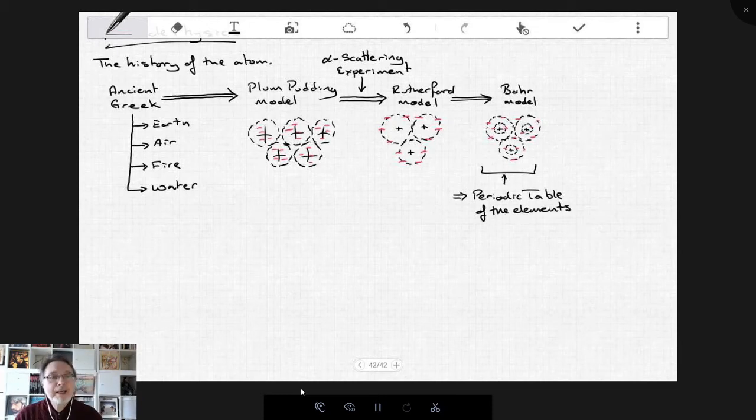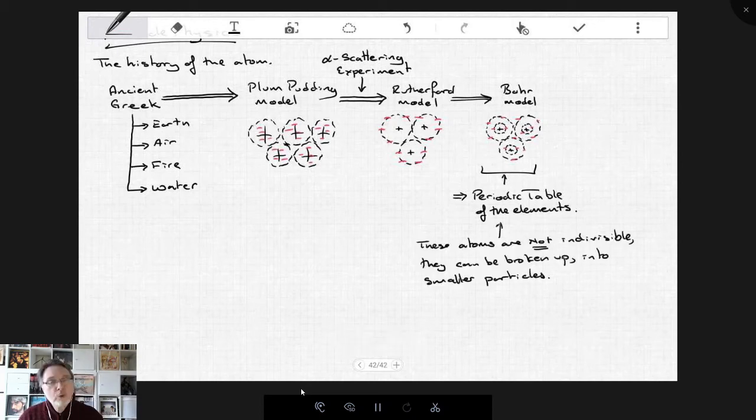A list of the basic building blocks that make up all of the matter, i.e. stuff with mass around us. And that's fine, that works fine, but they're not indivisible. We know that atoms can be broken up into smaller particles, which are the protons, the neutrons, and the electrons, of course. So physicists today use a different term to mean indivisible.